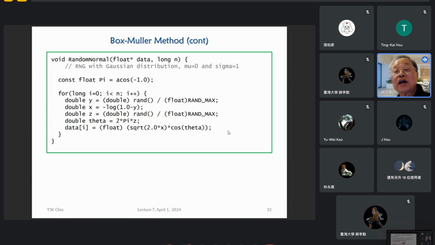Either cosine or sine. So I think this finishes lecture 7, which I did not have enough time to complete last time.